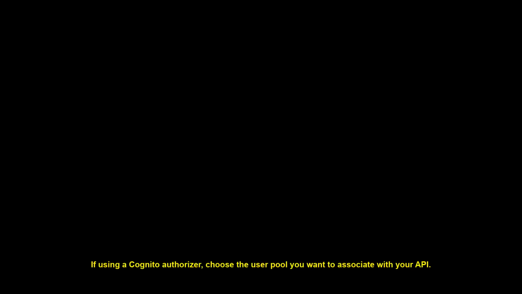If using a Cognito authorizer, choose the user pool you want to associate with your API. Enable token validation settings if necessary. After configuring the authorizer, select Create.